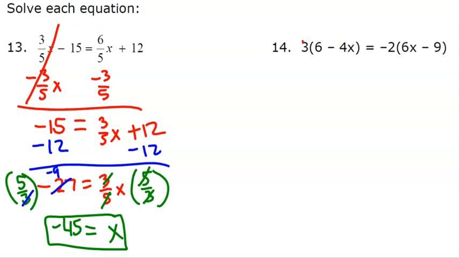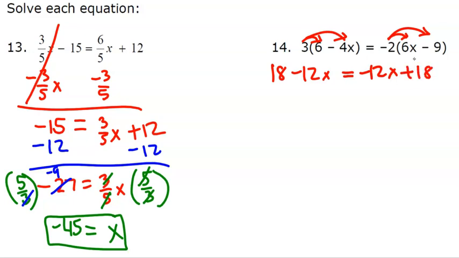Question number 14 requires you to do some distributing. So I'm going to get 18 minus 12x on the left. And over here on the right-hand side, after I distribute, I'm going to get -12x plus 18. You'll notice we have matching variable terms. We have a -12x on the left, a -12x on the right. So we might be able to make a conclusion here that if you have matching variable terms and matching constants, then you have infinite solutions.